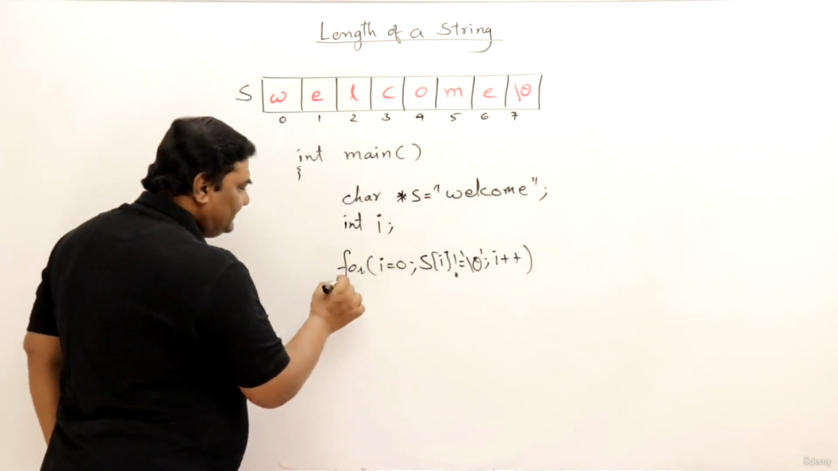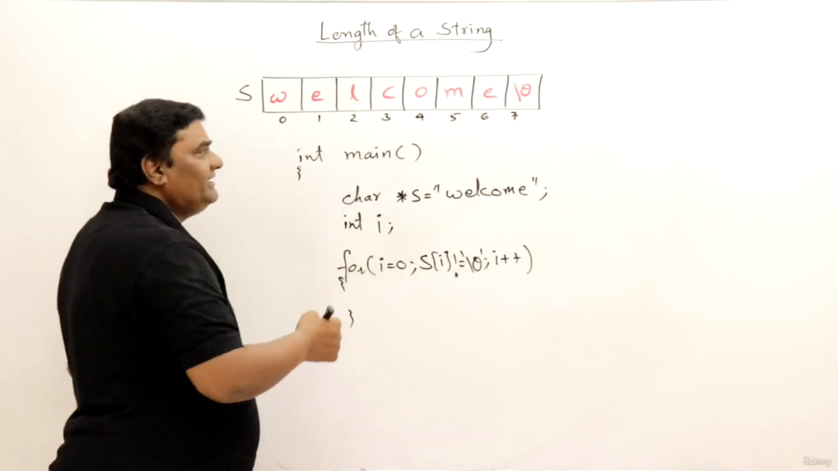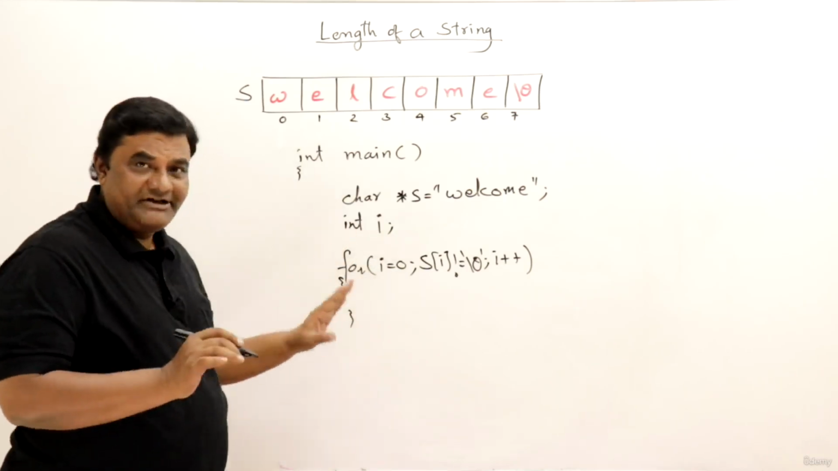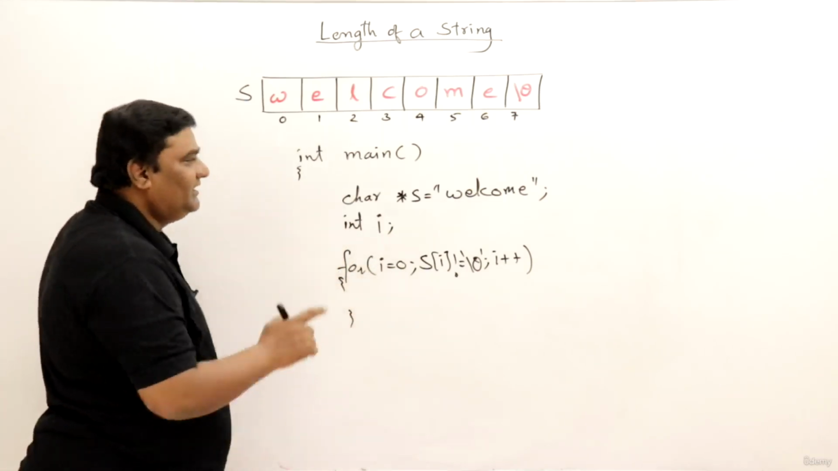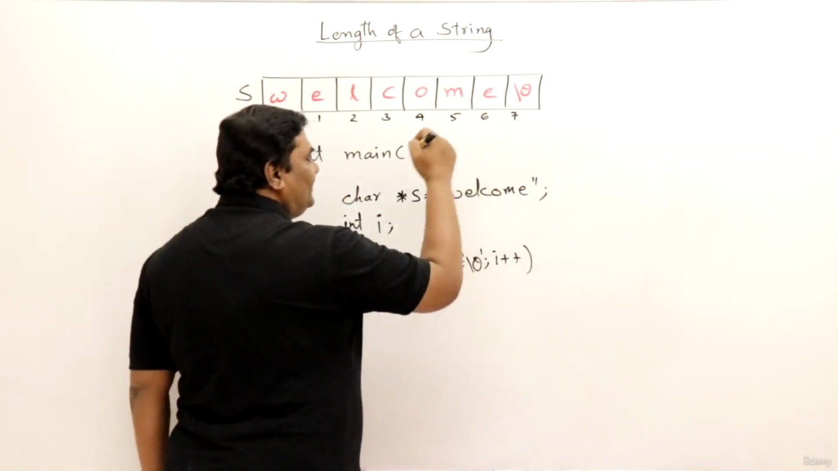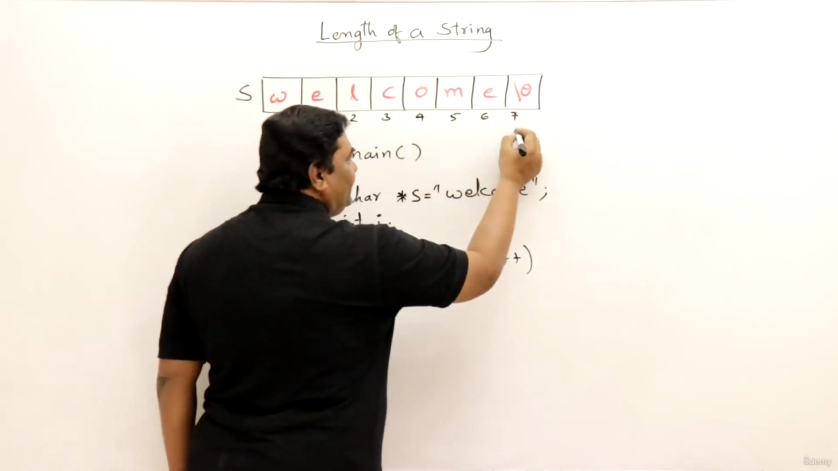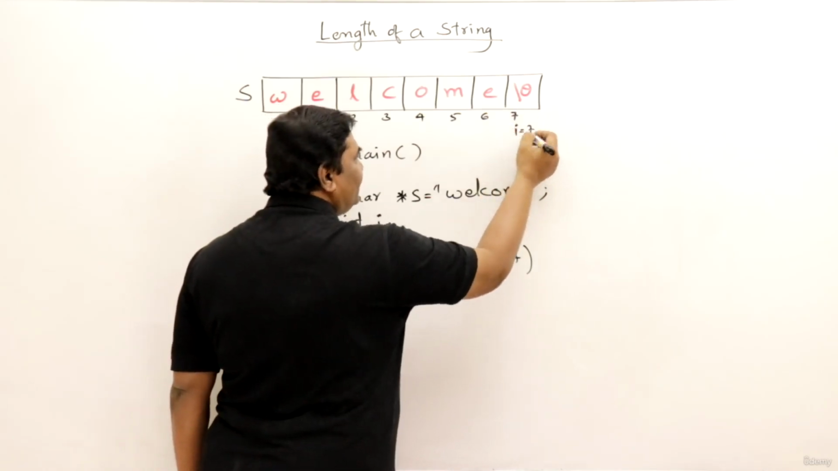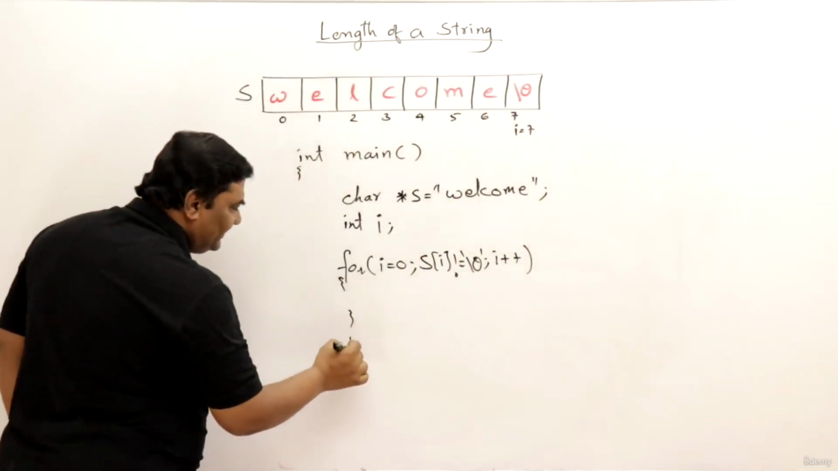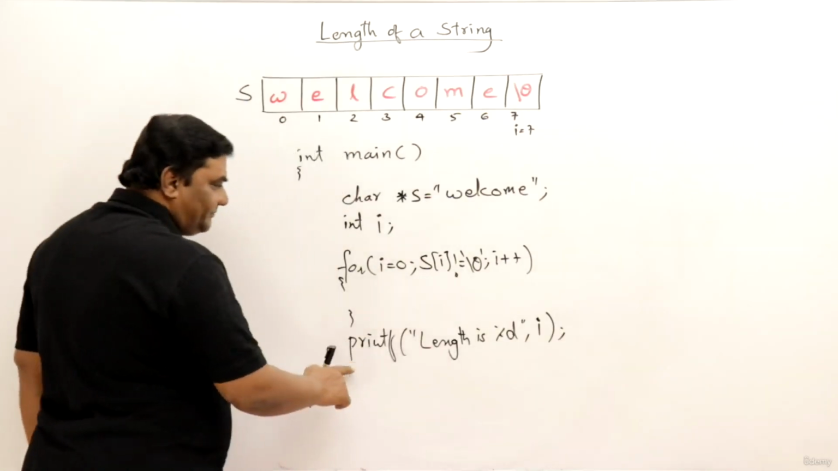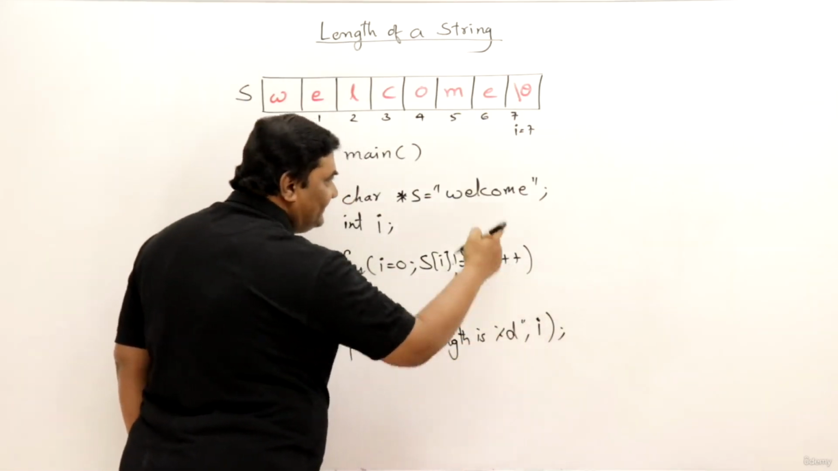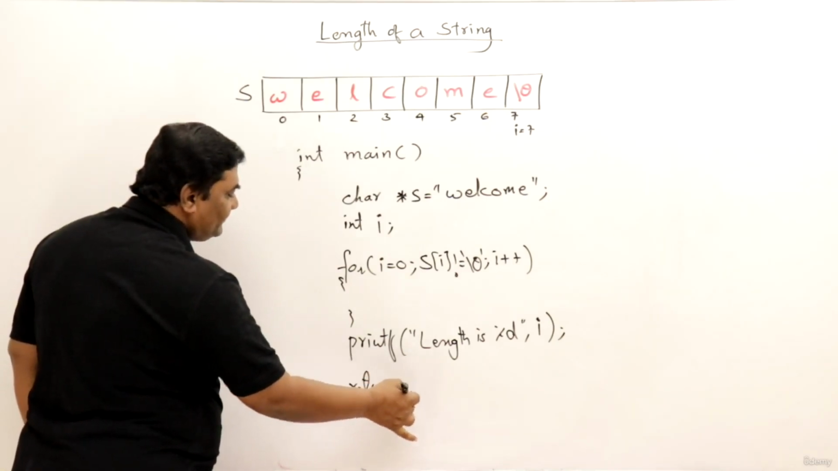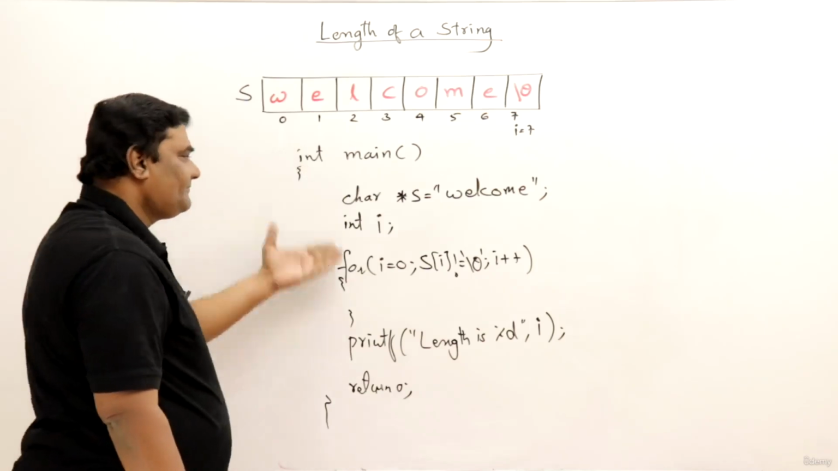Now what do I have to do in this loop? I don't have to do anything. It is empty because I am just finding the length. So it has to remain empty. Once we come out of this for loop, the value of i will show the length of the string. Where will it stop? It will stop here. What is the index value here? The value of i is 7. So the length of the string is 7. Here I will printf "length is %d", i. So i is the length of the string. That's all. This is the end of the main function, so I can write return 0 and stop.